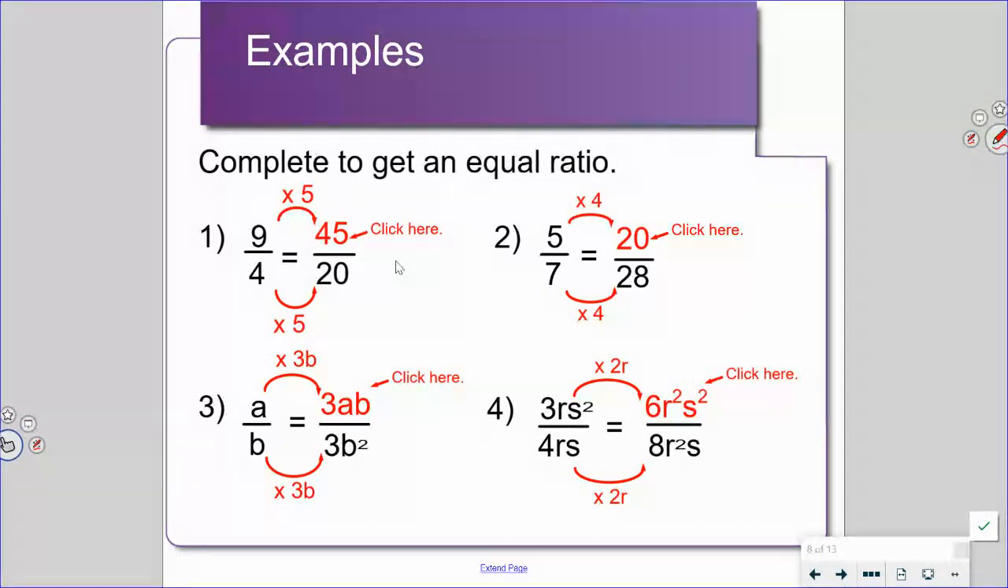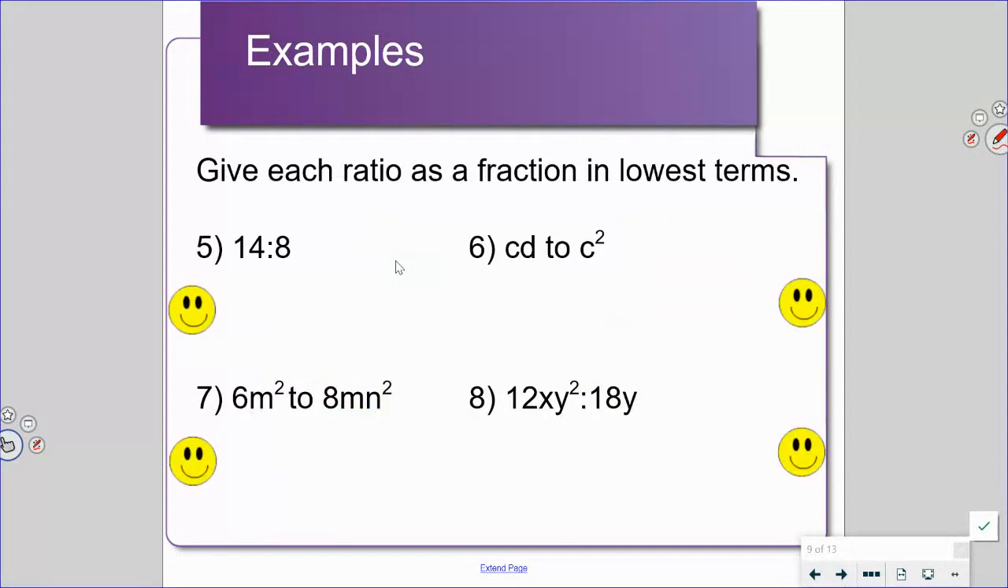Pause if you need, rewind, look at it again. Meanwhile, I'm going to do some more ratios, but now we're going to go to that old school, hey, how about lowest terms? So you would first take each of these and rewrite it as a ratio and then say, okay, what goes into both? Naturally, for 14 to 8, you could reduce by 2 and get 7 to 4. Again, so 14 girls for every 8 boys would be the same as 7 girls to 4 boys. That would be the same ratio.